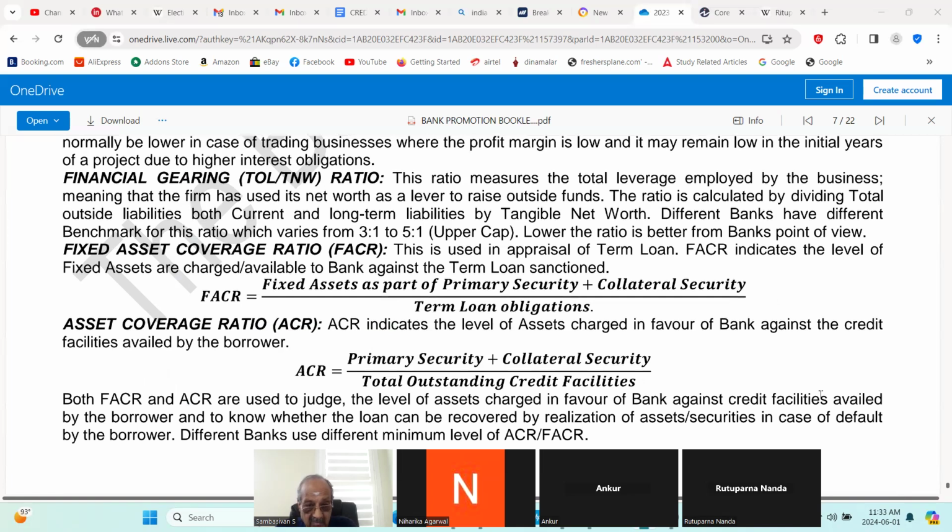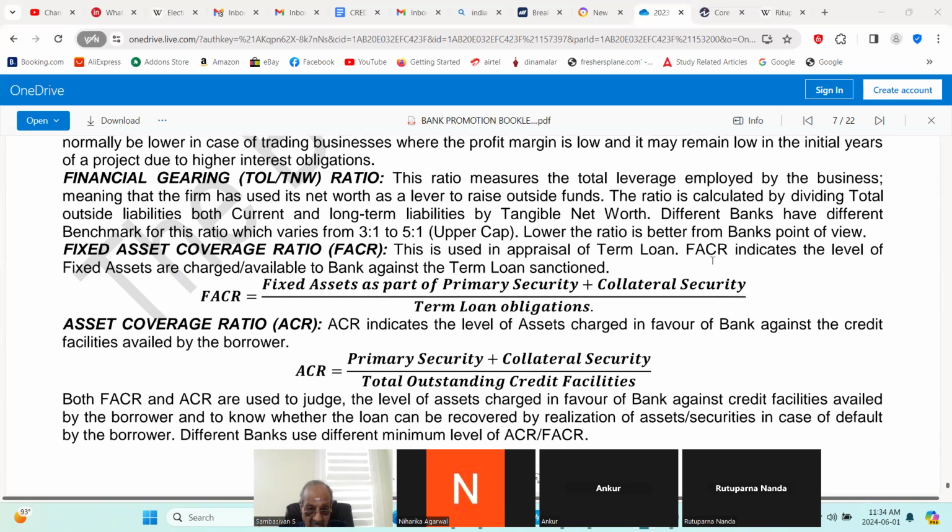Fixed asset coverage ratio. This is used in appraisal of term loan. Fixed asset coverage ratio indicates the level of fixed assets charged or available to the bank against the term loan sanction. Its formula is fixed assets as part of primary security plus collateral security divided by term loan obligations.